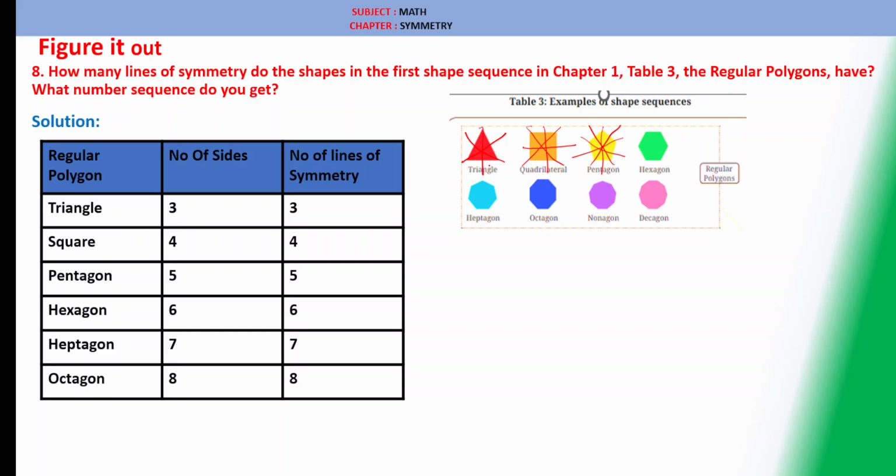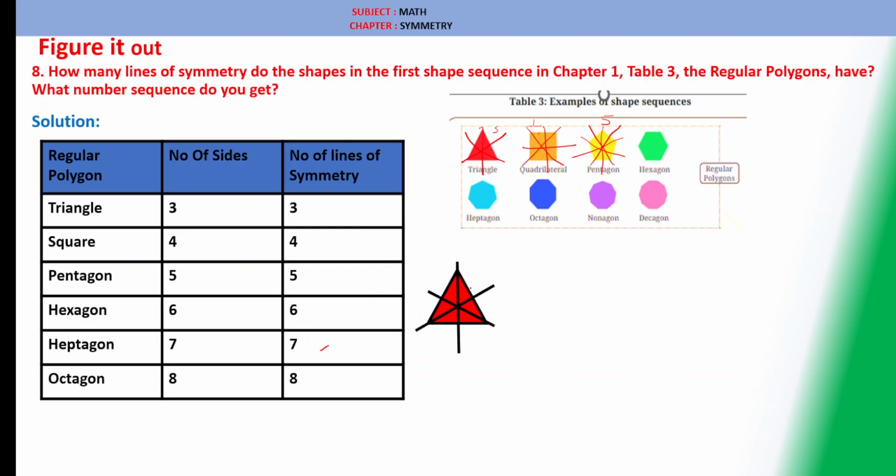If we observe, the triangle has 3 sides, 3 lines of symmetry. The square has 4 lines of symmetry. And this pentagon has 5 sides, 5 lines of symmetry. Similarly, the hexagon has 6 sides, it has 6 lines of symmetry. Similarly, the heptagon has 7 sides and the number of lines of symmetry is 7. Similarly, the octagon has 8 sides and 8 lines of symmetry, and nonagon 9, decagon 10, 10.